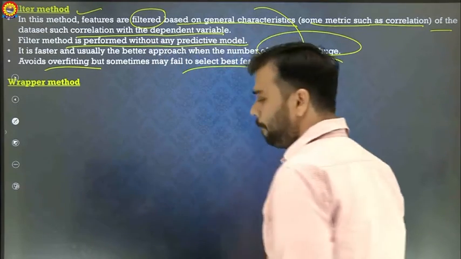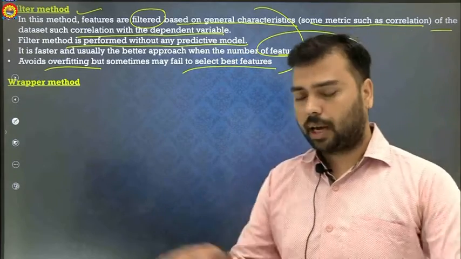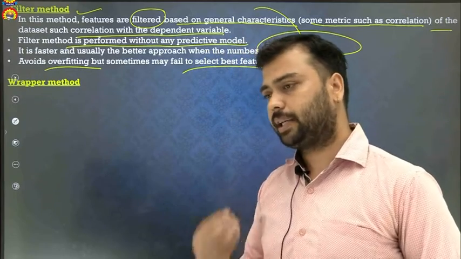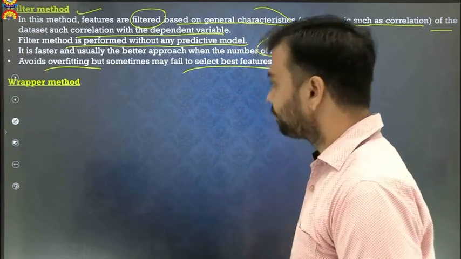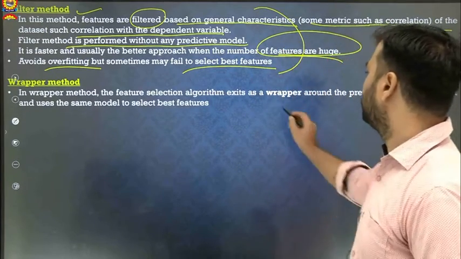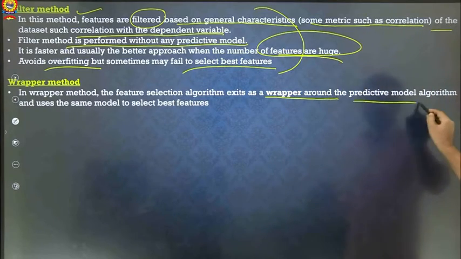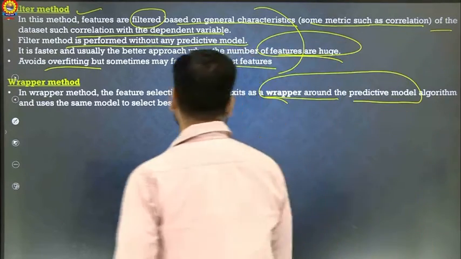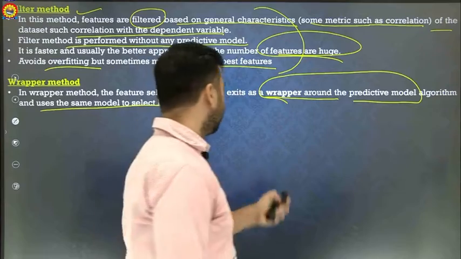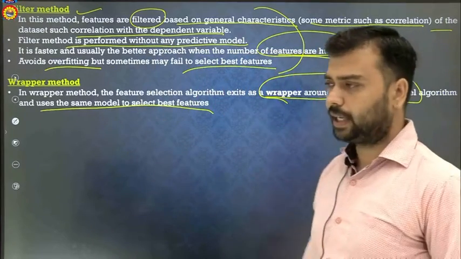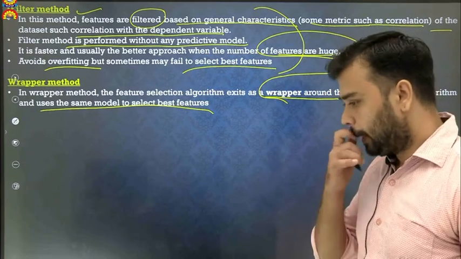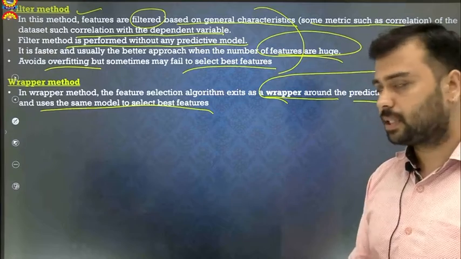Now the next is the wrapper method. In the wrapper method, the features relevant to our target value are wrapped and selected as a subset. Let's have a look. In the wrapper method, the feature selection algorithm exists as a wrapper around the predictive model. It uses some model to select the best features. So it is a predictive method, and we wrap the features relevant to the target value and select them as a subset.